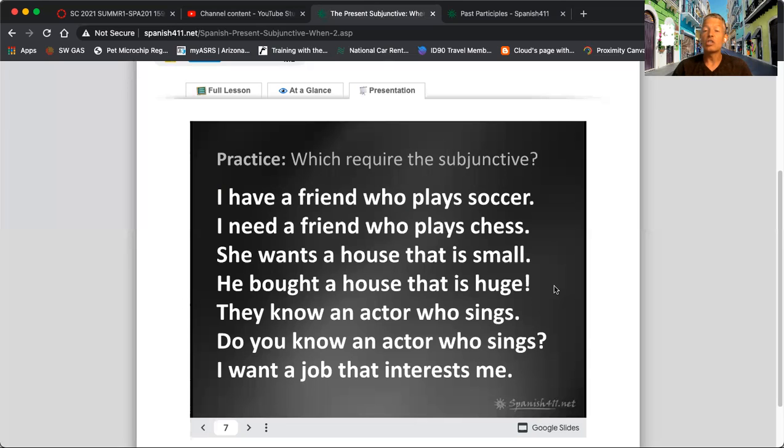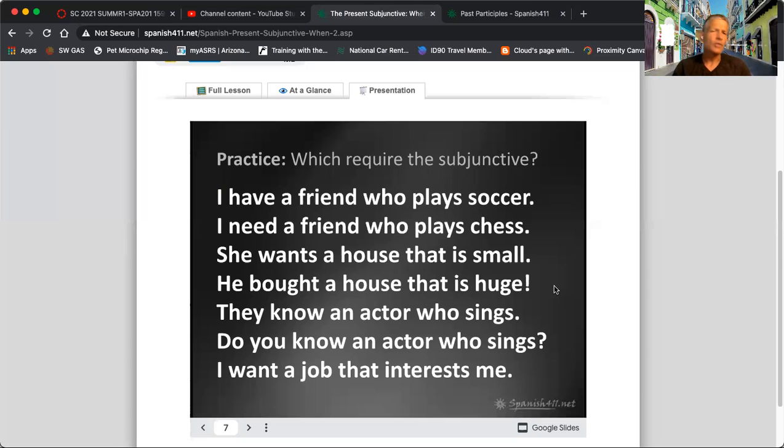He bought a house that is huge. So subjunctive or no subjunctive? Correct. No subjunctive because he bought a house. Since he bought it, it exists. So you're going to say, él compró una casa que es enorme. No subjunctive. They know an actor who sings. If you know somebody, then they exist. Ellos conocen a un actor que canta.